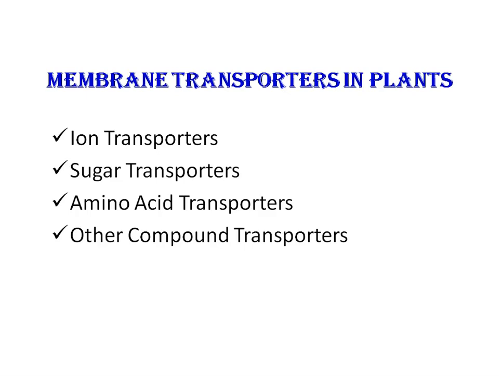Membrane transporters in plants. Membrane transporters are embedded in the plasma membranes of cells and various organelle membranes and can be classified into different types, as I already told you, based on their transport characteristic for different substances. They are ion transporters, sugar transporters, amino acid transporters, and other compound transporters.